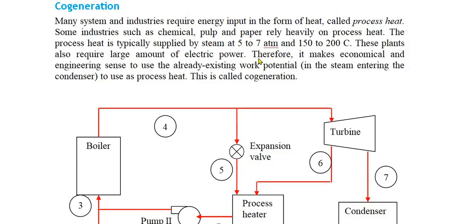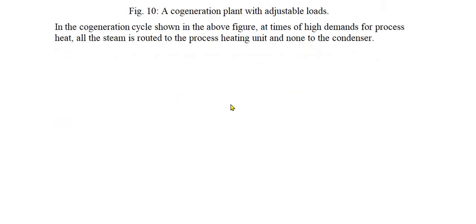Usually, in this process we take the steam at 150 to 200 degrees centigrade at 5 to 7 atmospheric pressure. These plants also require a large amount of electric power. Therefore, it makes economical and engineering sense to use the already existing work potential as process heat. This is called cogeneration. Cogeneration means we are getting the electric power as well as the heat. So with this, steam power cycles are over.